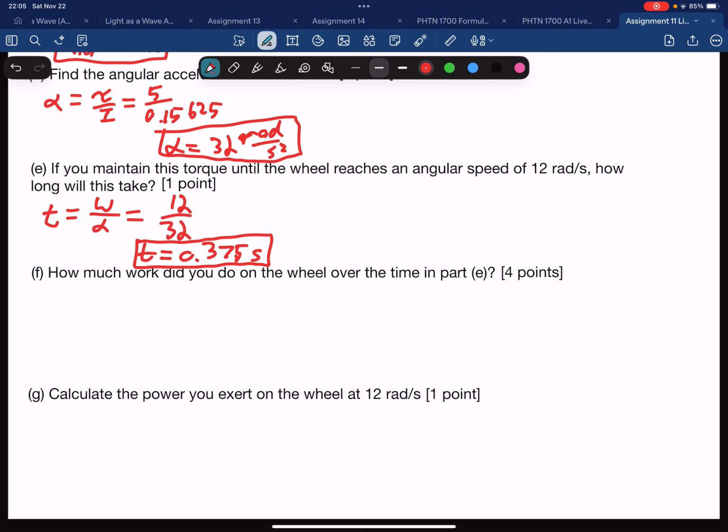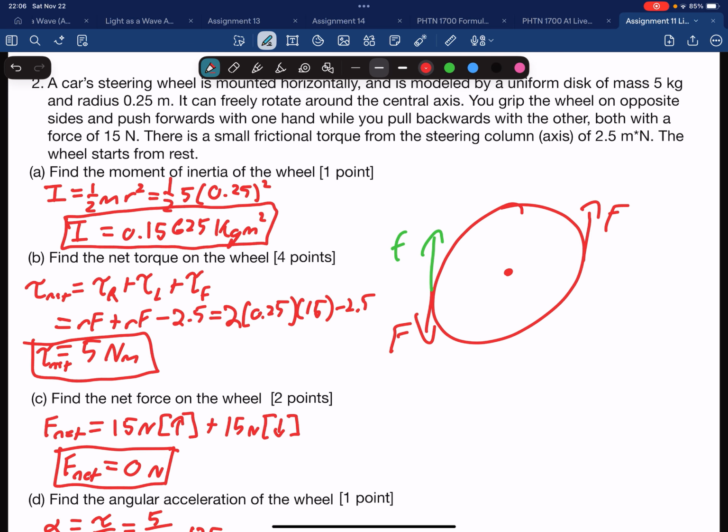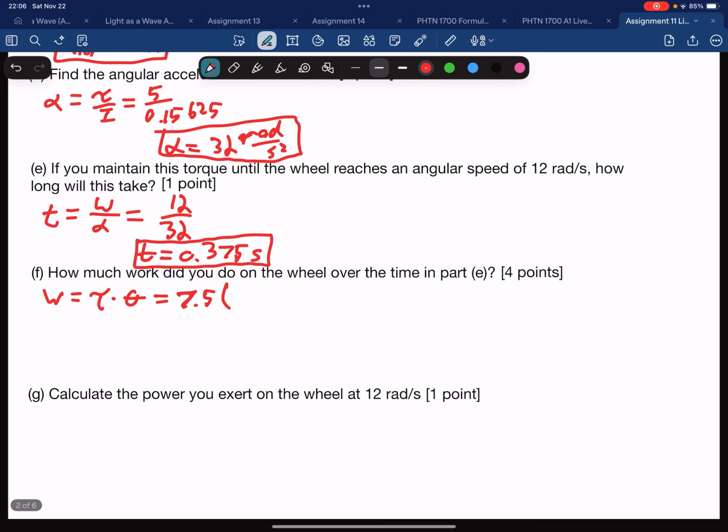F, how much work did you do on the wheel over the time in part E? So here I get the work is equal to the torque that we produce, dotted with theta. Now this is the 7.5 torque. This is not 5. This is the work we do, so we are only considering the torque we exert. We are ignoring the 2.5 from friction. So if we take the net torque, add the 2.5 back, we exert a torque of 7.5 Newton meters, not 5. So this is not the net torque here. And I multiply that with theta.